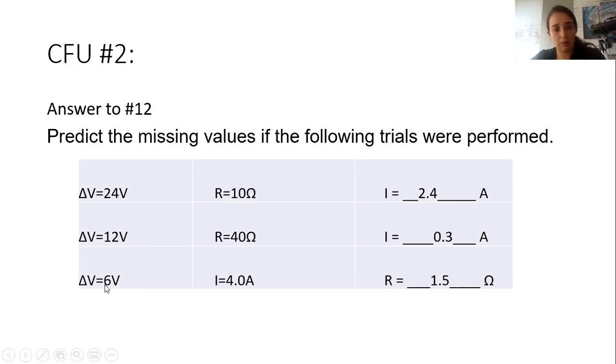Then over here, I have my voltage and my current, and the same thing, actually I can divide these two, and it will give me the resistance. So 6 divided by 4 is going to give me 1.5. And so you can add these into your notes.